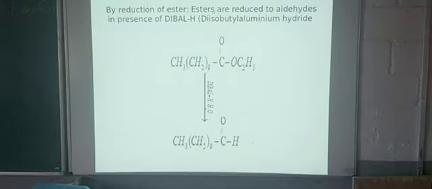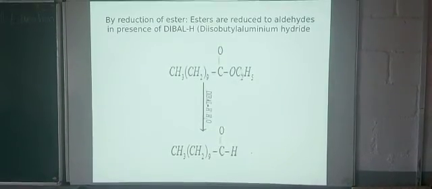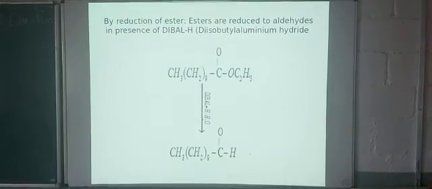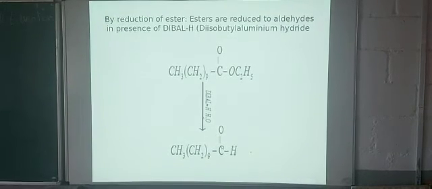By the reduction of esters. Esters are reduced to aldehydes in presence of again diisobutylaluminium hydride, and this COOC2H5 is converted into CHO. So this compound is converted into aldehyde.